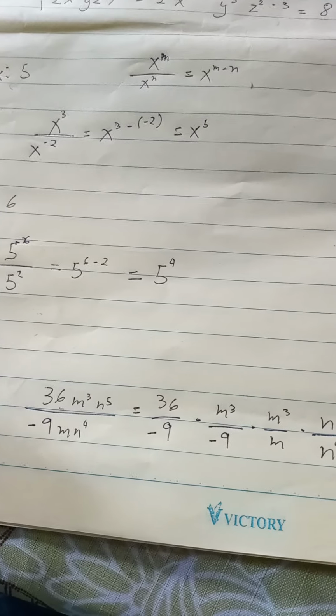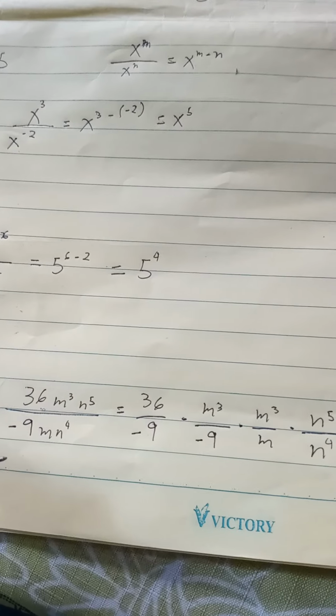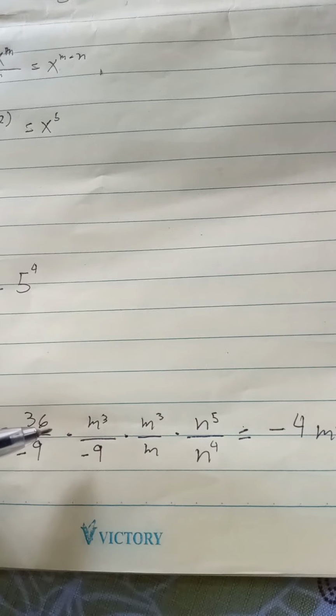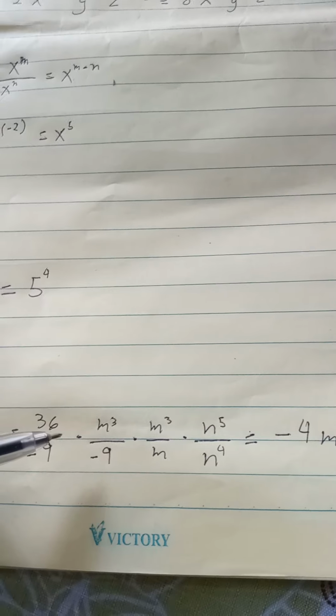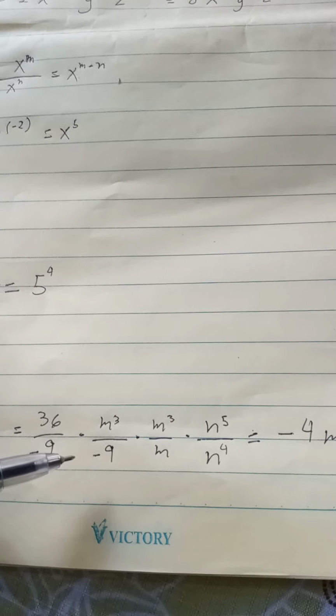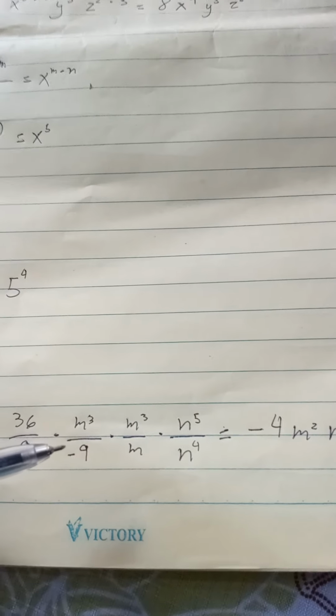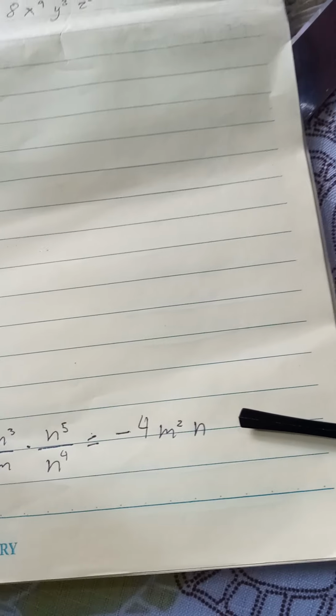36 m to the power of 3 n to the power of 5 over negative 9 m n to the power of 4 equals 36 over negative 9 times m to the power of 3 over m times n to the power of 5 over n to the power of 4, which equals negative 4m squared n.